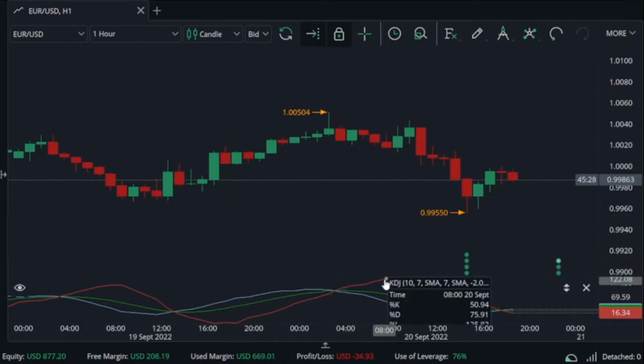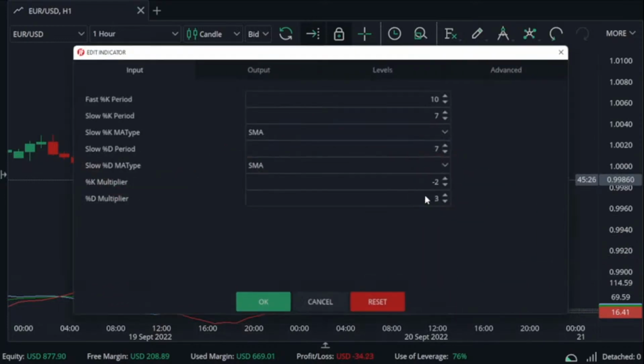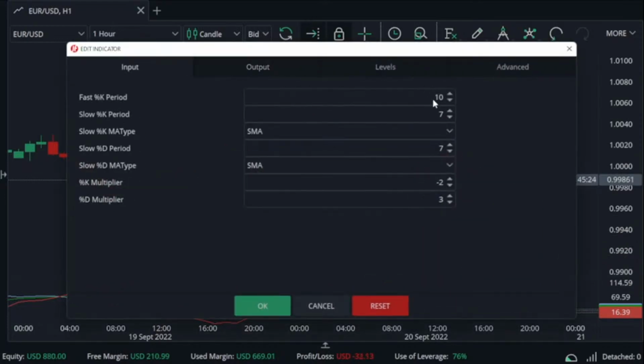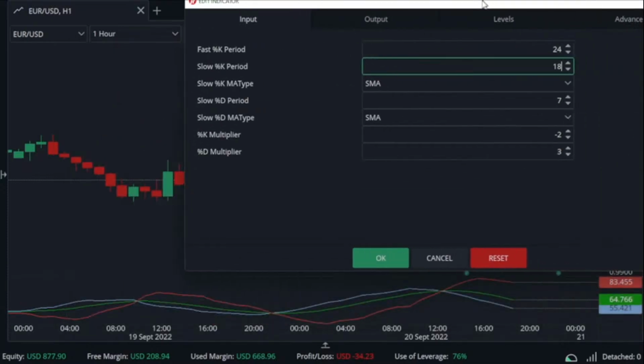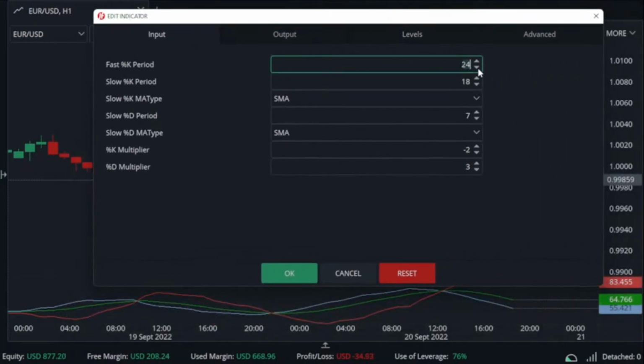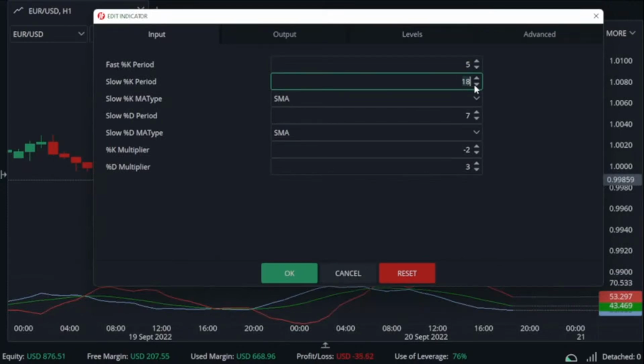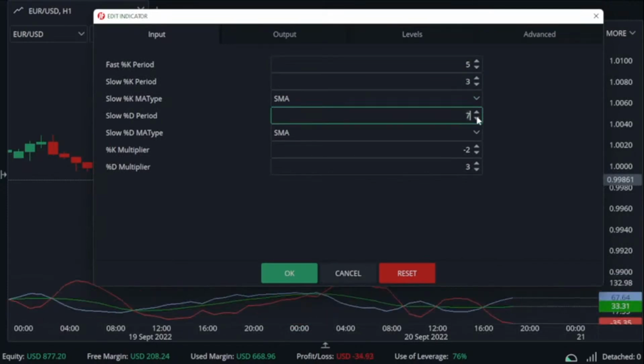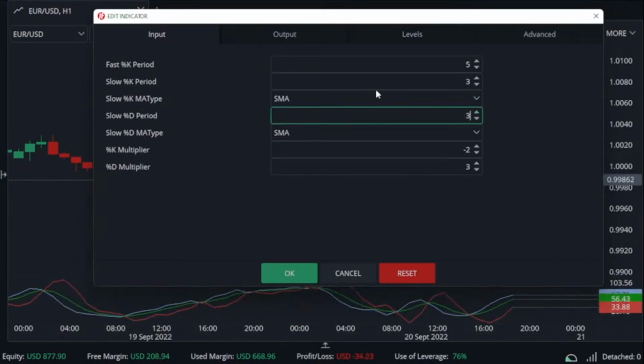So guys, now again we go back to the editing options. Whenever you want to make the indicator more reliable, you can go for a higher time frame for the calculation of this indicator. But if you want to make it highly responsive, then it is better to utilize a lower time frame for calculation of this indicator.